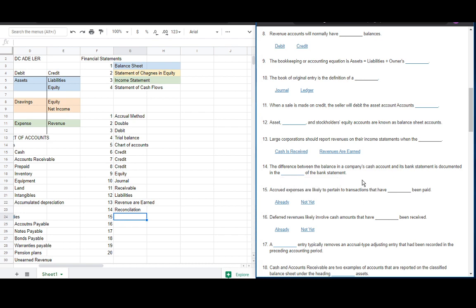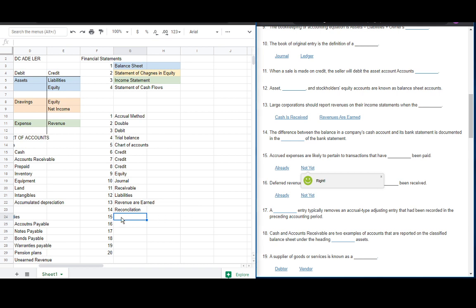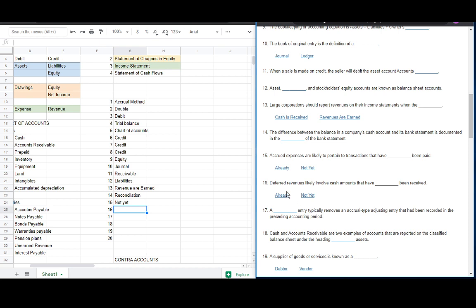So number 15, accrued expenses are likely to pertain to transactions that have not yet been paid. So pag accrued, always keep in mind no cash. Accrued, no cash. Accrued expense, accrued revenues, no cash. However, if it is prepaid, it has cash, or deferred, it has cash. Diba? Kasi mga deferred, prepaid, mga down payments yan. And number 16, deferral revenues involve cash in. Deferral or prepaid or unearned have cash already. So that is the rule of thumb.